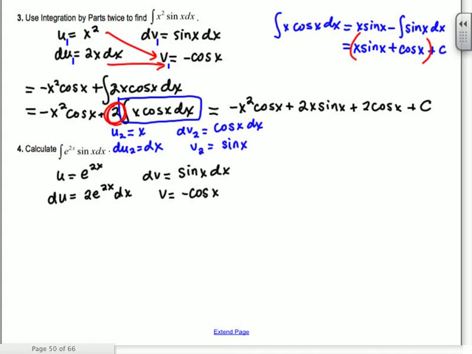Okay, so you have e to the 2x times negative cosine of x minus 2 e to the 2x times negative cosine of x, so we change it to a plus, dx. Okay, so hopefully you see you have to do it again. So make those subscripts 1. I'll do it again over here. So I'm going to do e to the 2x again.